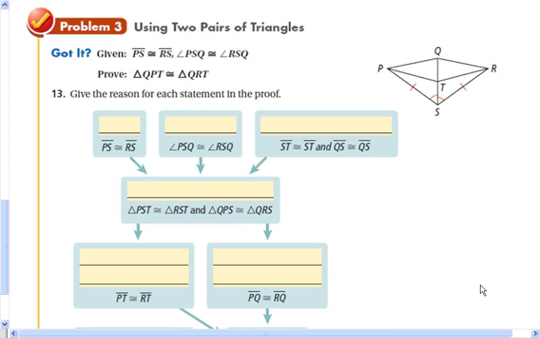All right, this is part 2 of lesson 4.7. You can go ahead and do this proof and pause right now and check back for the answers.